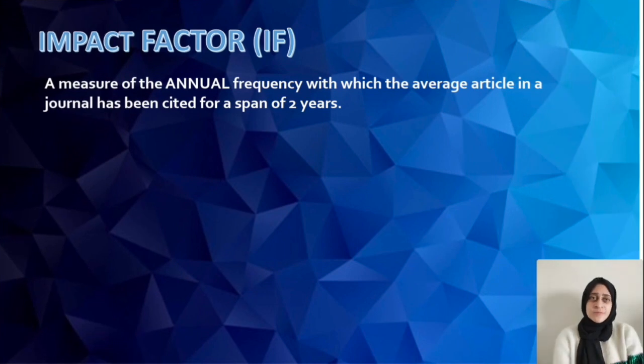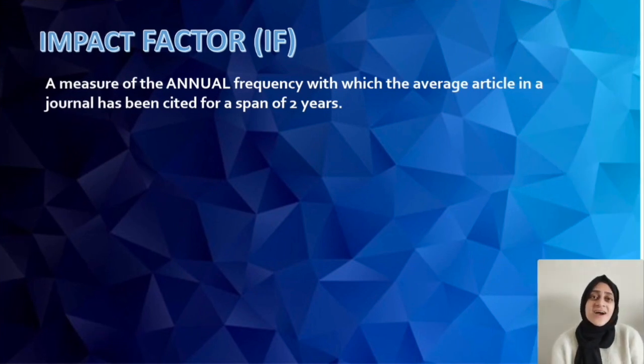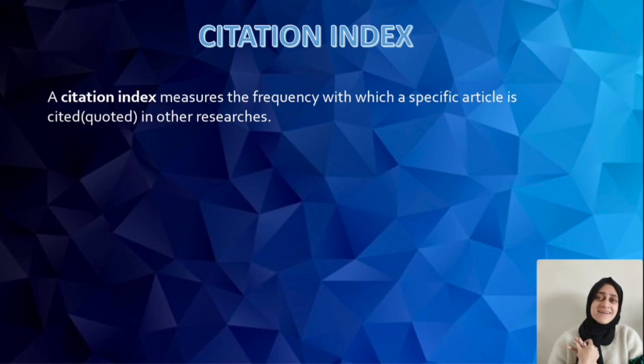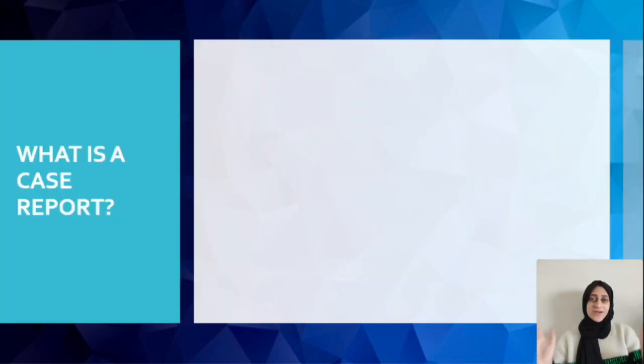Impact factor, now, arguably is the most important factor. You can consider impact factor as the rating of a journal based on its articles. So impact factor has to do with the number of times articles in that specific journal are cited over a span of 2 years. Next term is citation index. Now this measures the number of times a specific article has been cited or quoted in other research. So this is solely to do with just the article and how many times other people have used it in their research.